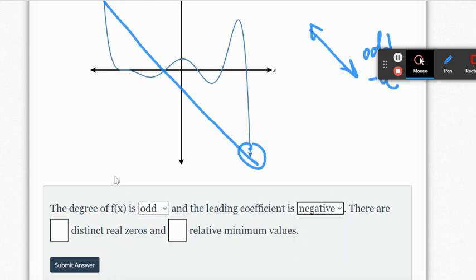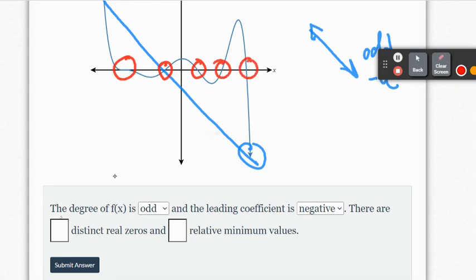There are how many distinct real zeros? So then we have to look here. This slides through the x-axis. I guess I wasn't writing there. Slides through the x-axis right there. Touches again right here, right there, and right there. That is 5 distinct real zeros.